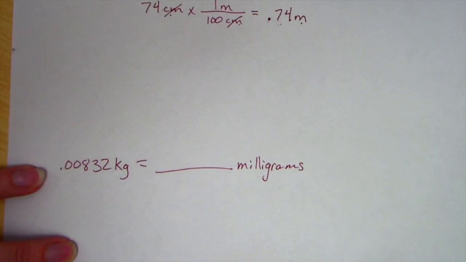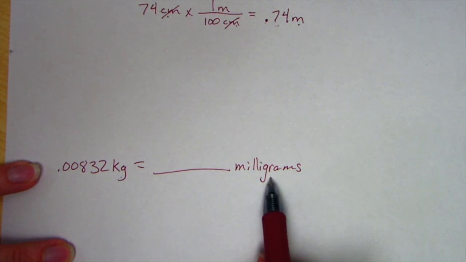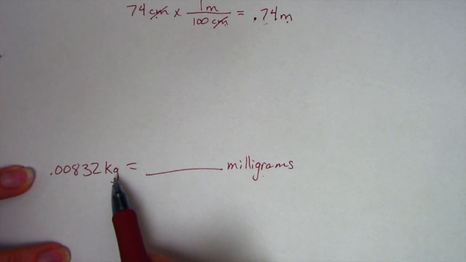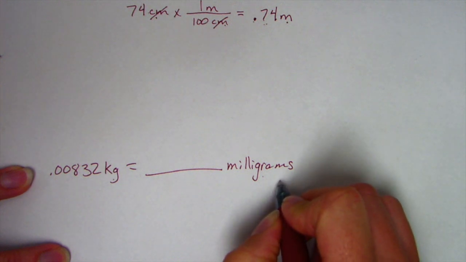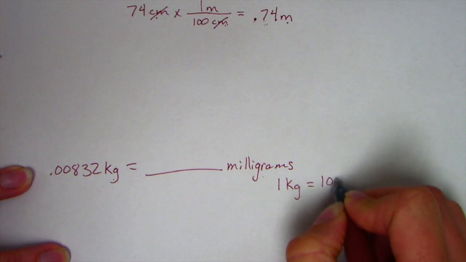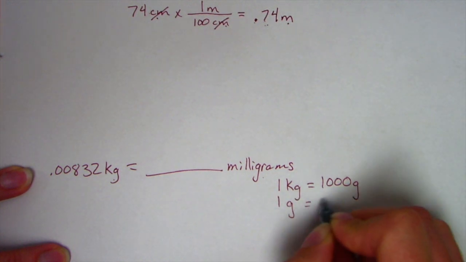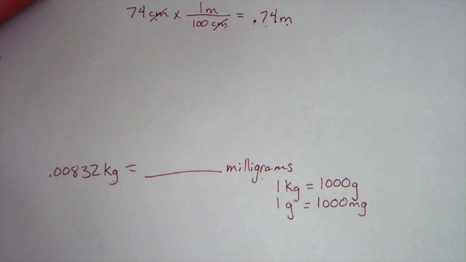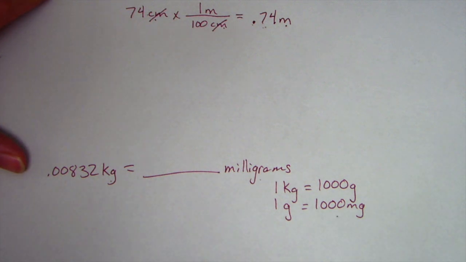In our second example here, we have kilograms going all the way to milligrams, and we don't have a conversion factor or relationship that goes straight from kilograms to milligrams. So we're going to have to stop off in the middle. So we know that in 1 kilogram we have 1,000 grams, and in 1 gram we have 1,000 milligrams. Because we have to do two relationships here, we are going to need two factor lines.